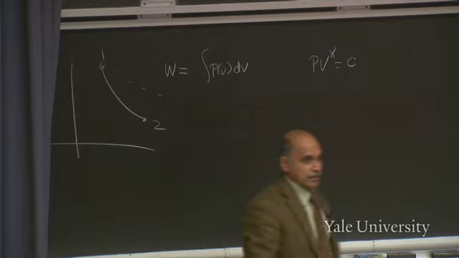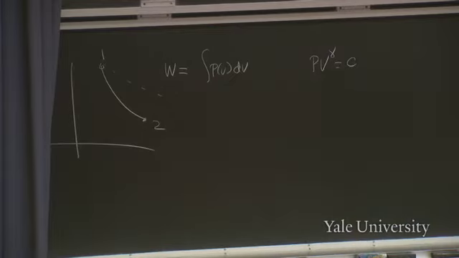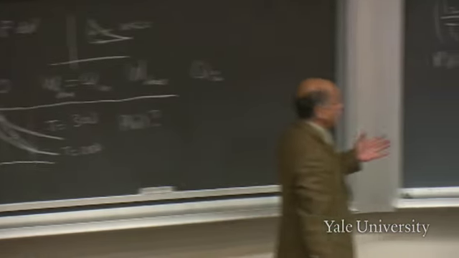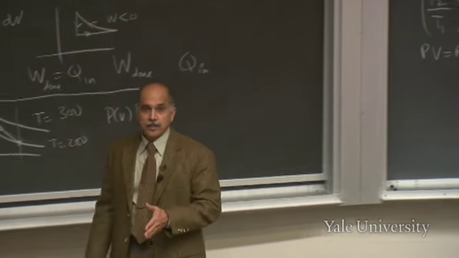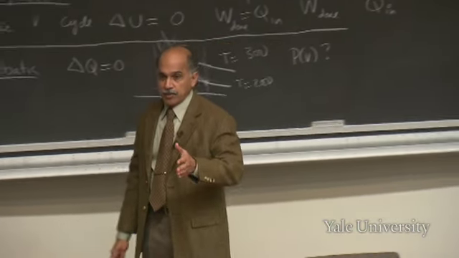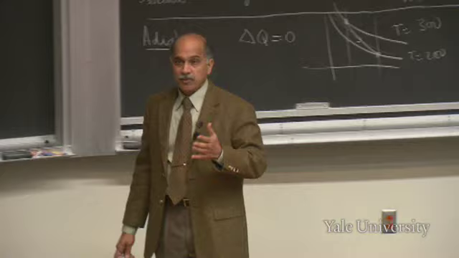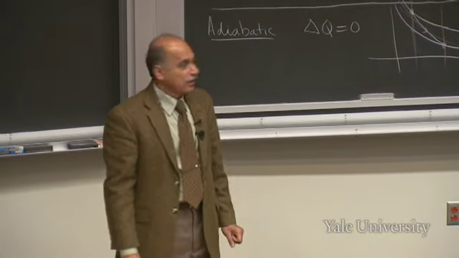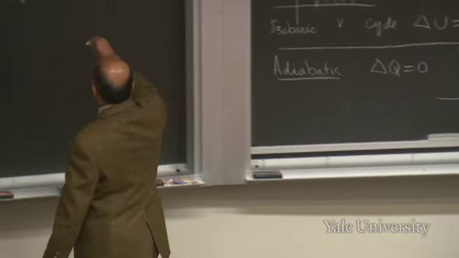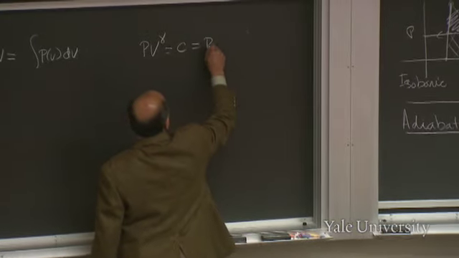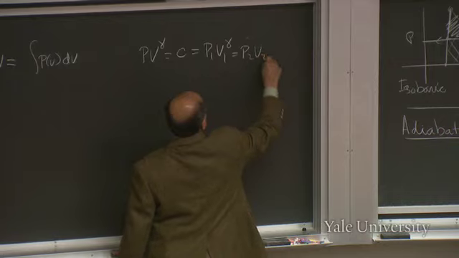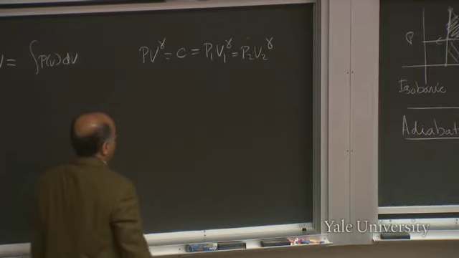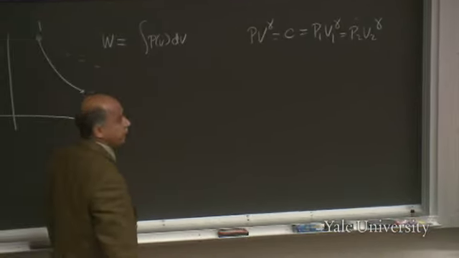Do you guys understand the relation of writing PV to the gamma equal to constant? It's the same as saying P1 V1 to the gamma is P2 V2 to the gamma. That means you can pick any point on that path, and P at that point times V at that point to the power gamma will be a fixed number. That number is C. In other words, this C can be P1 V1 to the gamma if you like, or P2 V2 to the gamma, or P3 V3 to the gamma if 3 is another point on this trajectory.